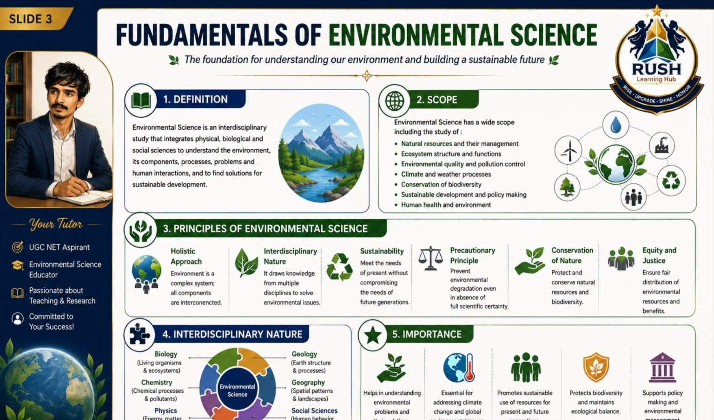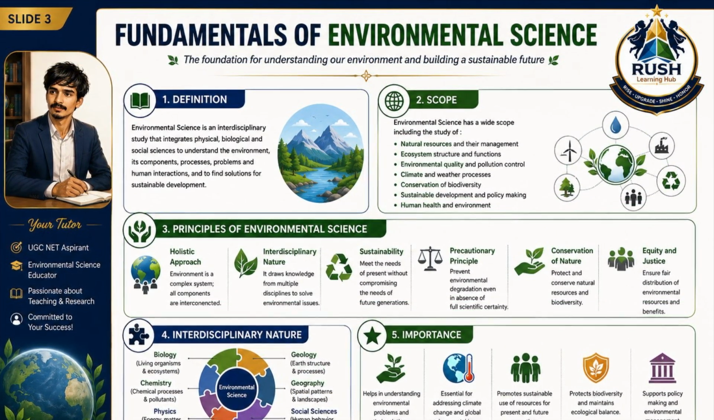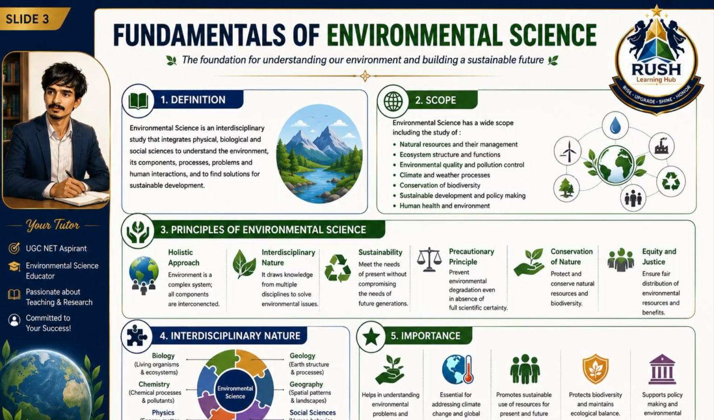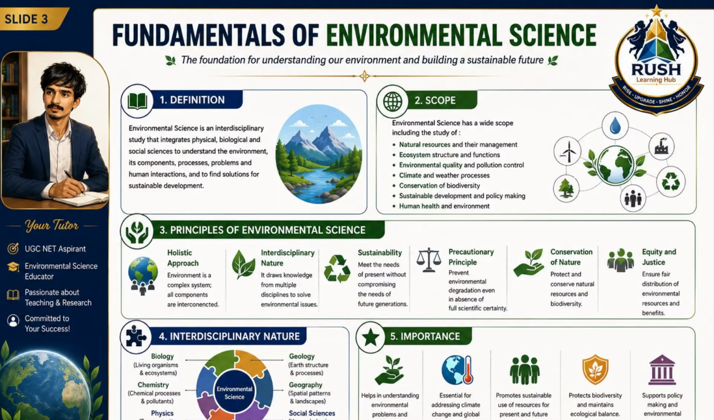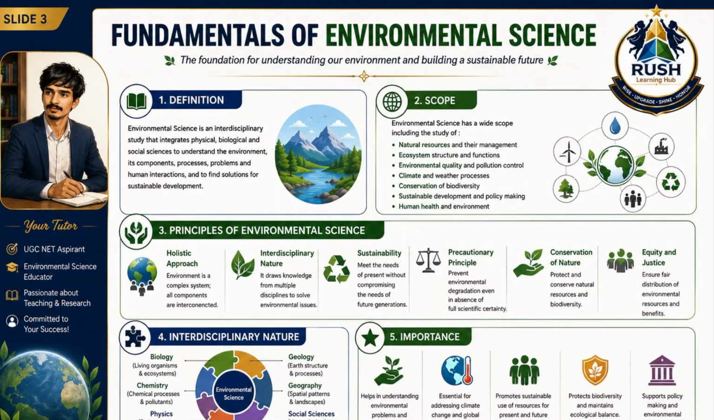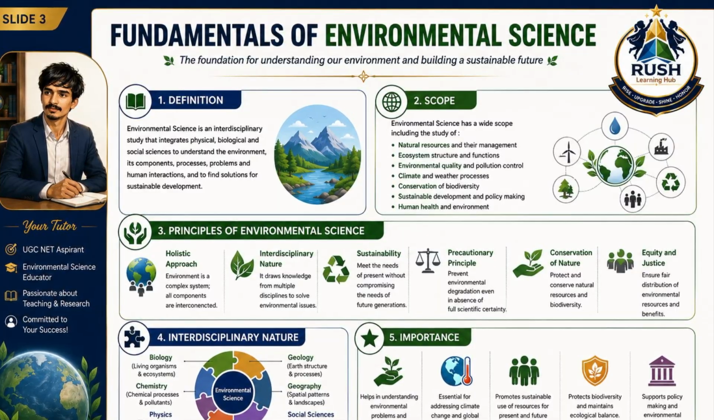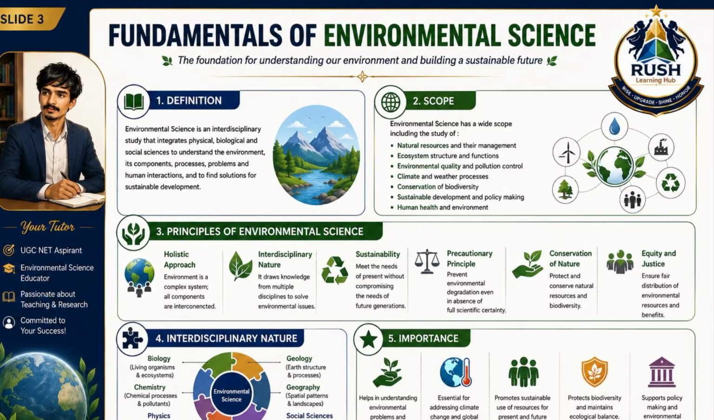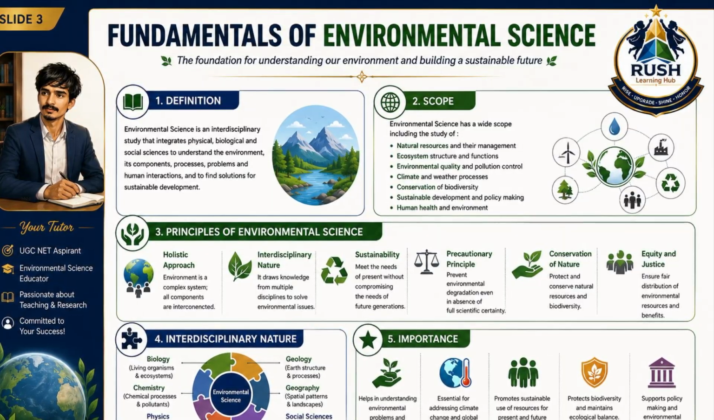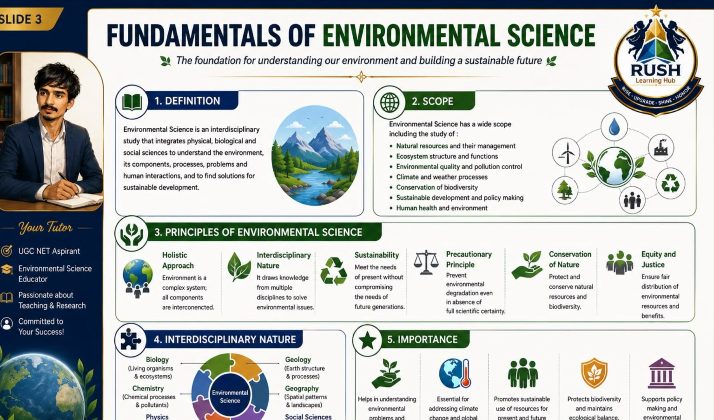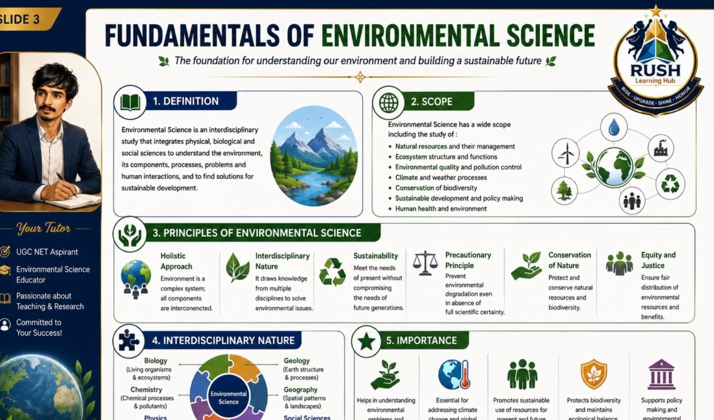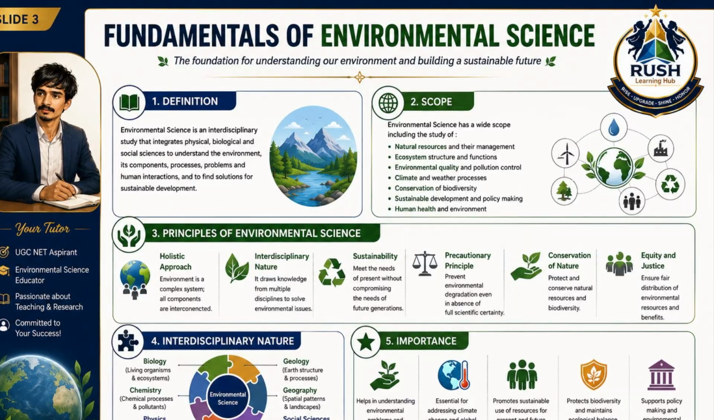The first principle is the holistic approach. According to this principle, the environment must be viewed as a complete system rather than a collection of isolated parts. Changes in one component often affect many other components. For example, deforestation not only reduces forest cover but also affects soil quality, water availability, biodiversity, and climate.